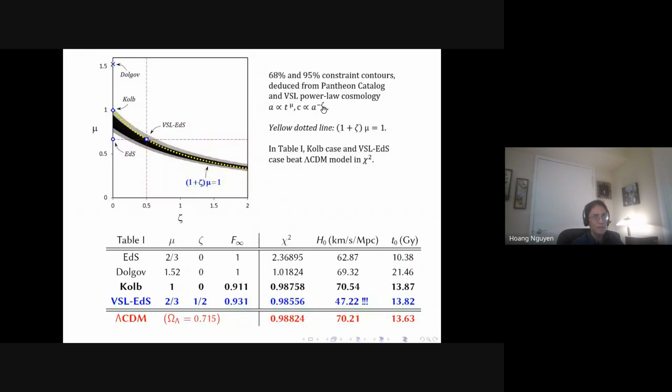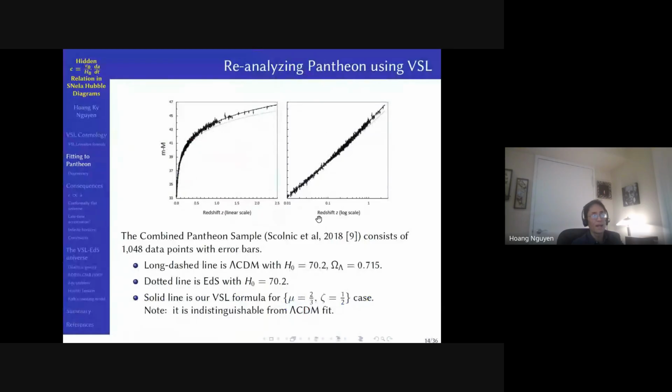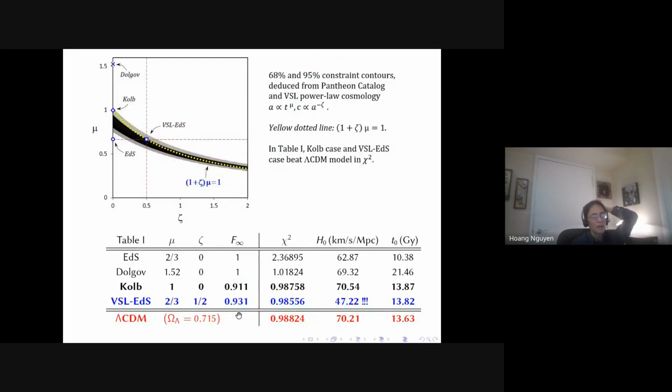But let's allow zeta to be 1/2. That means that C declines over time as universe time. Now, the chi-square, you can see from here, the cone case and the VE, the new case here, the blue case here, outperform lambda CDM. And that's exactly why it fits extremely well with that. Again, with the 2 parameters, x naught and f infinity.